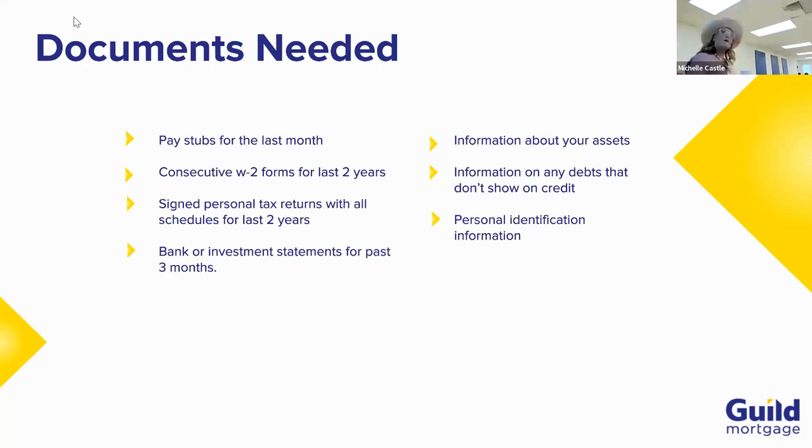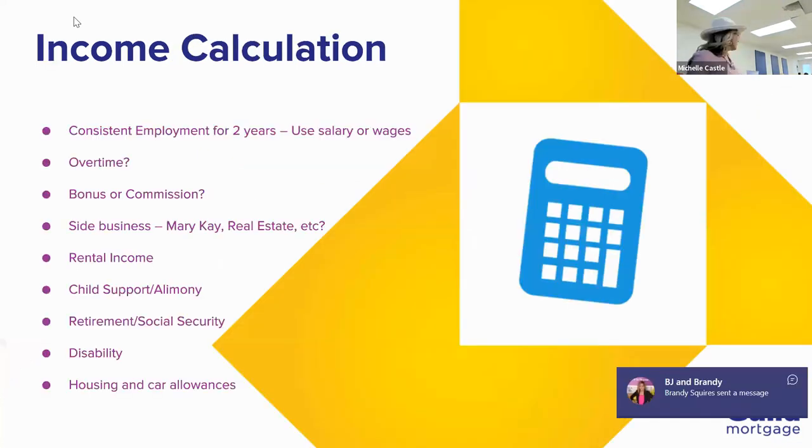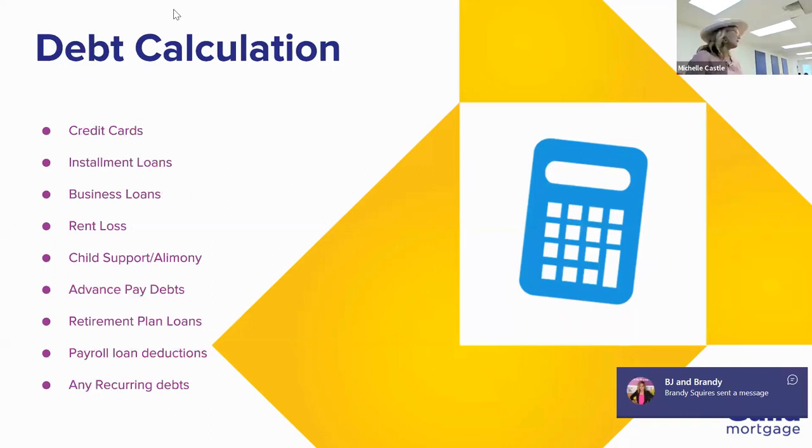Every lender everywhere needs the same paperwork. So if they're talking to another lender and they haven't provided that paperwork, they're not pre-approved. I don't care what the letter says.